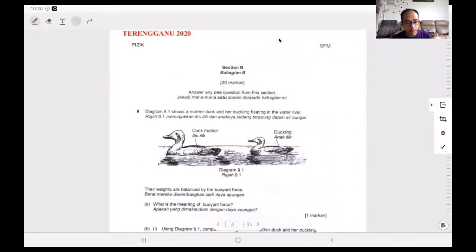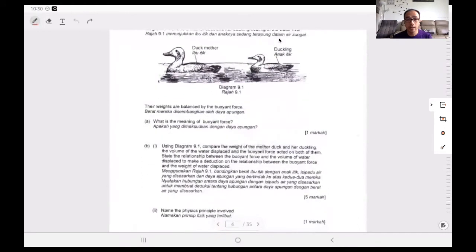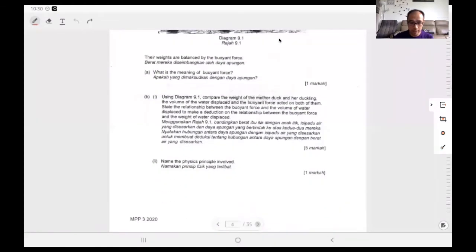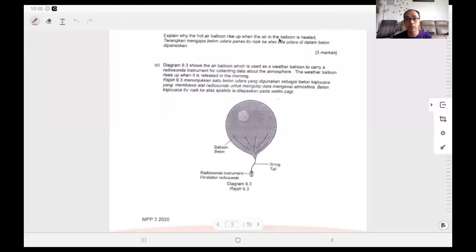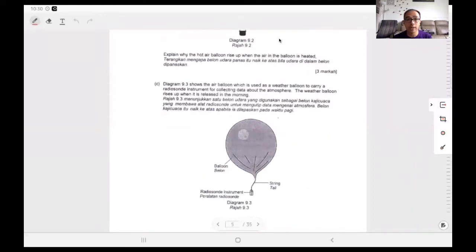Okay, the Terengganu paper talks about buoyant force and then asks you to compare the mother duck and the duckling. Okay, we will come to that in a little while. But in the Terengganu paper there is also another hot air balloon question.